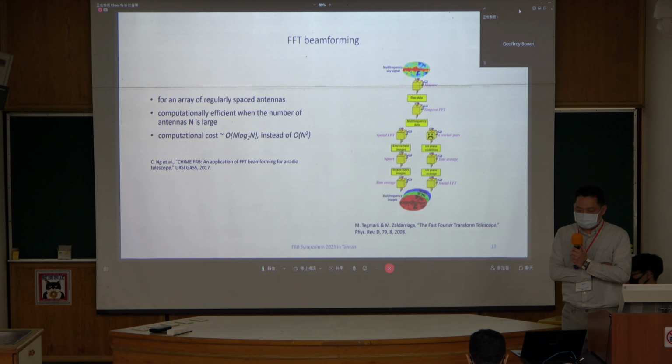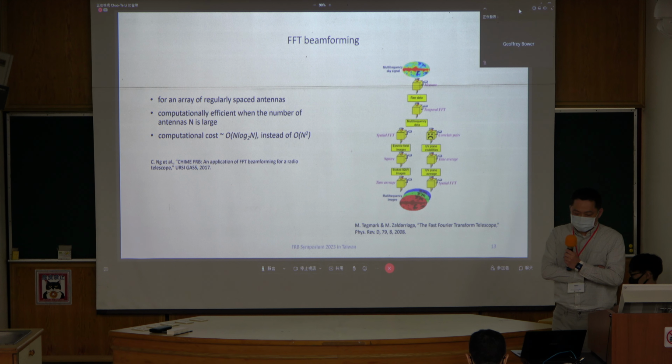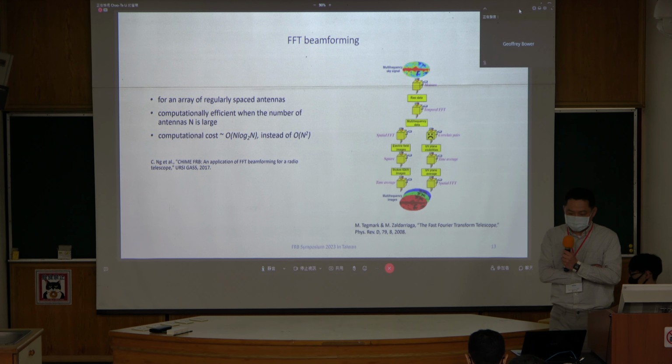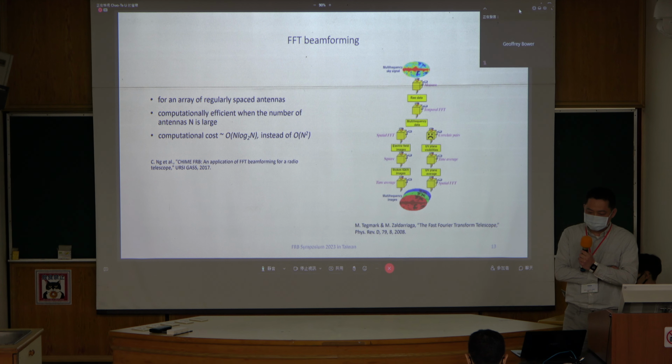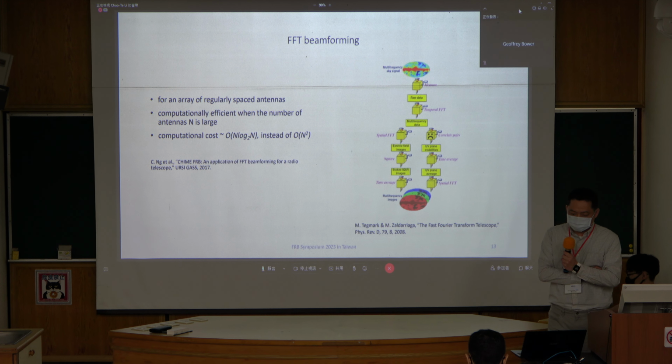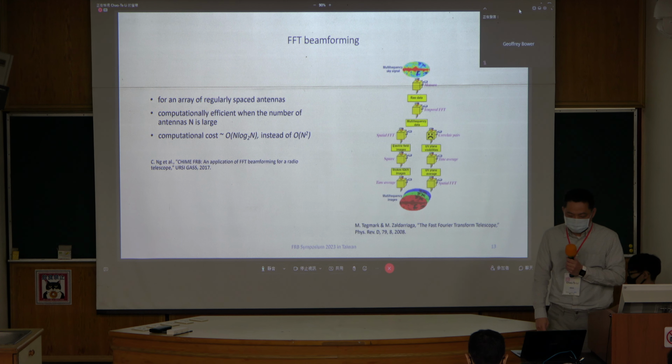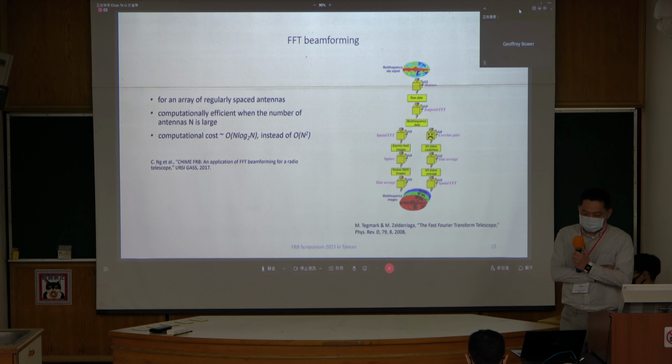Regarding the data processing, it's for an array of regularly spaced antennas. First, it's computationally efficient to do FFT beamforming. When the number of antennas is large, the computational cost scales as n log n instead of n squared. So we'll do FFT beamforming instead of cross correlation.